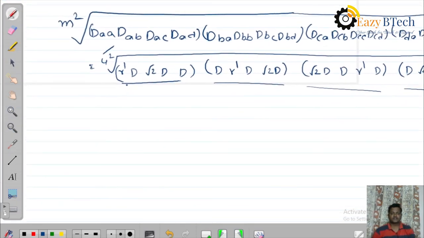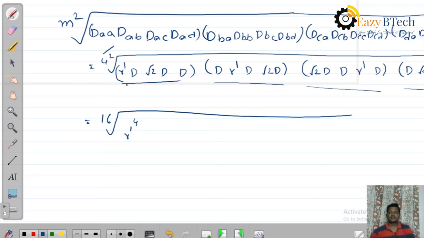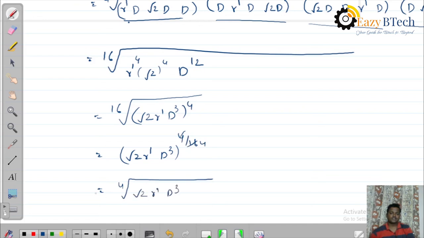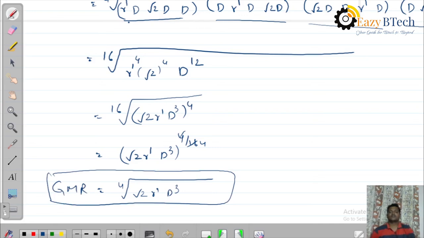As a summary, it is the 16th root of the product. How many r dashes are there? 4 r dash. Root 2 also appears 4 times, root 2 power 4, and D appears 12 times. Finally, you get the 16th root of root 2 r dash d cube power 4, which is root 2 r dash d cube power 4 by 16. Therefore, the 4th root of root 2 r dash d cube is the GMR for 4 bundle conductors. Okay, this is the way we calculate GMD and GMR of bundle conductors.